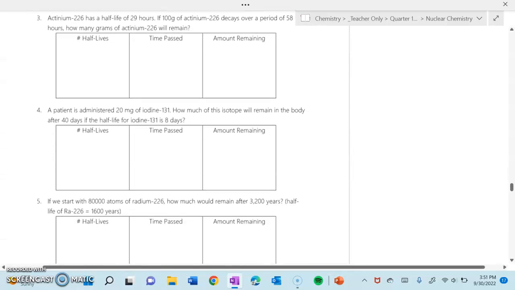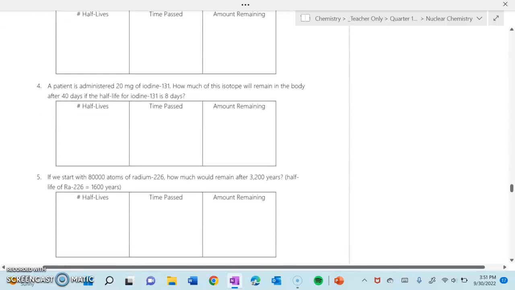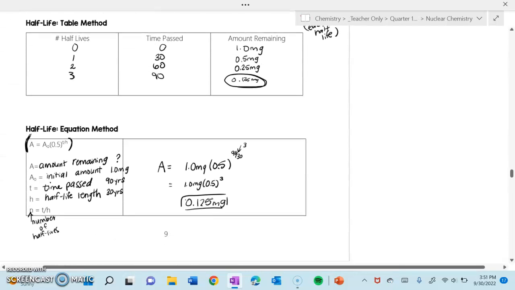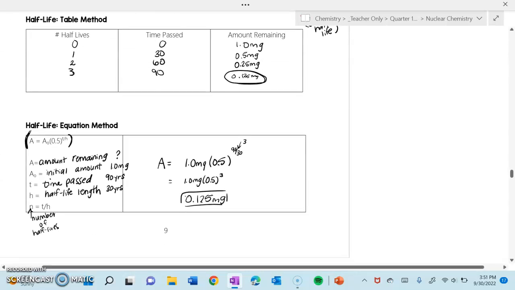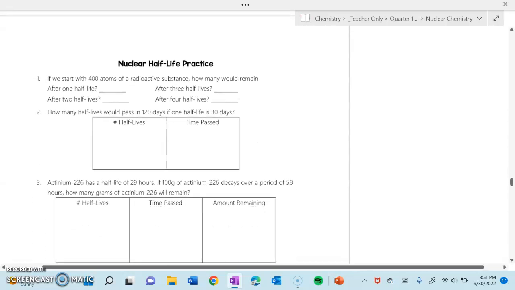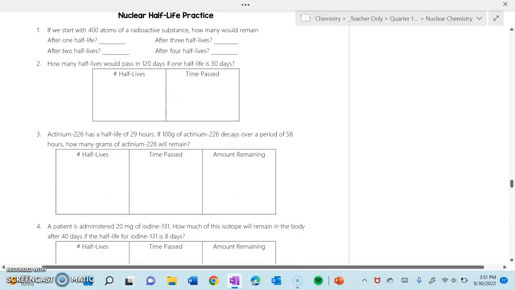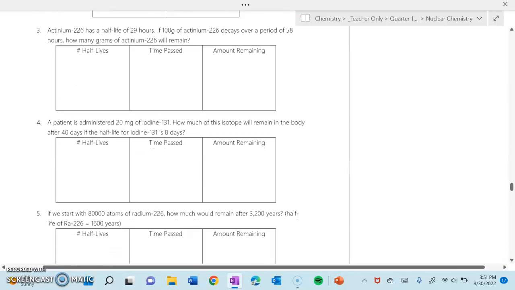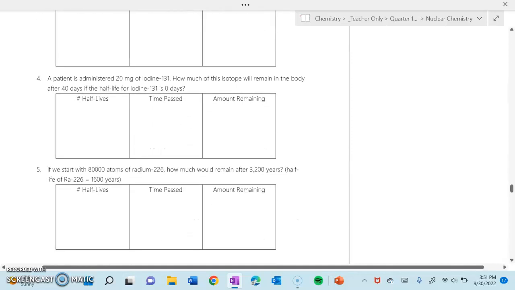On problems 1 through 5, you can use the table or the equation, whichever method works for you, thinking through the concept of half-life. 1 and 2 are just thinking about half-lives themselves, and then 3, 4, and 5 you are solving, just like we did.